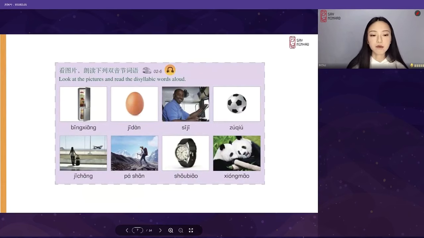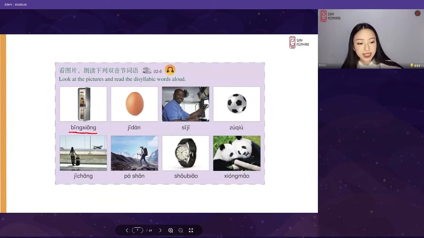Now let's try some disyllabic words. First one is bingxiang, which means refrigerator. These two syllables are separated from here, right? Bing is the final for the former syllable and x is the initial for the latter syllable. The first one is bing: the initial is b, the final is ing, and the tone is the first tone.